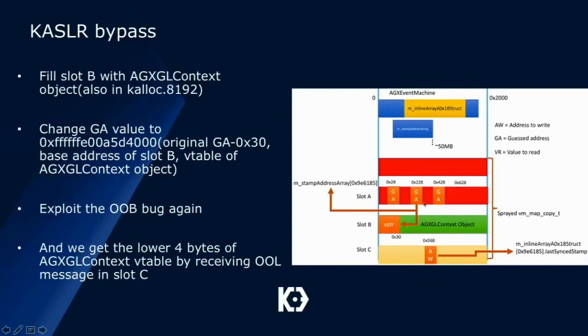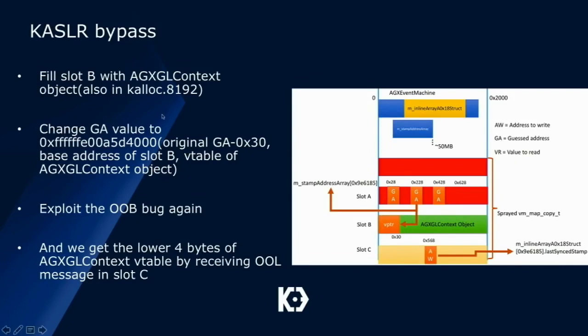After we get this information, we can perform the second exploit to bypass ASLR. We do it by filling slot B with an AGXGLContext object. That object is in kalloc.8192, so it's very good. You can free slot B and fill in at the same address.